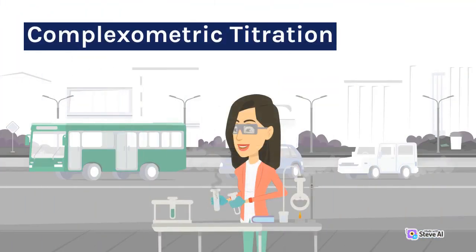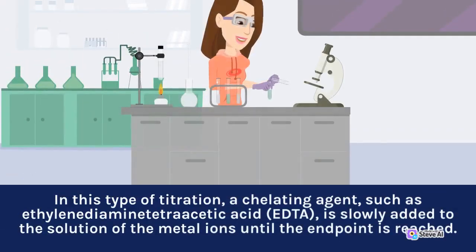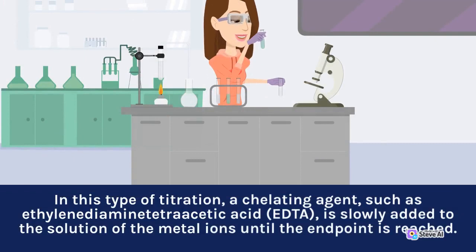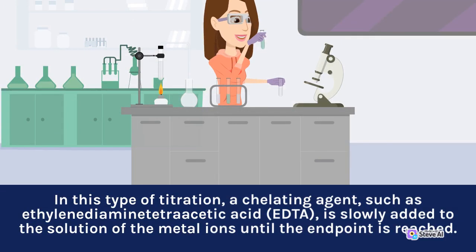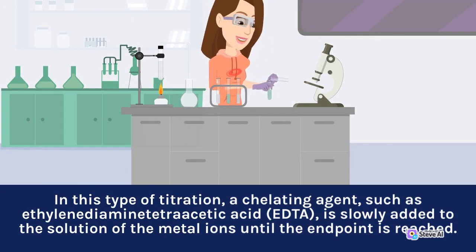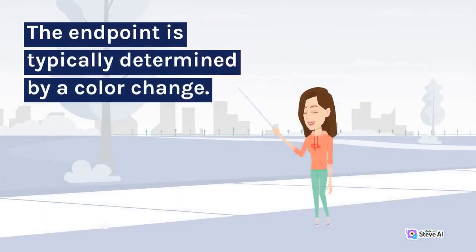Complexometric titration. Complexometric titration is a method used to determine the concentration of metal ions in a solution. In this type of titration, a chelating agent, such as ethylenediaminetetraacetic acid, EDTA, is slowly added to the solution of the metal ions until the endpoint is reached. The endpoint is typically determined by a color change.